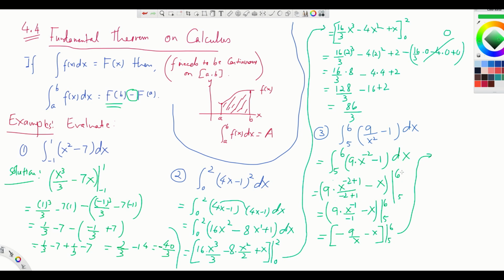What you get there is plug in 6. You get negative 9 over 6 minus 6. I plug in 6 to both of those x, right? And then do minus, I need the parenthesis, plug in 5. Negative 9 over 5 minus 5, right? I'm plugging in 5 next. Okay. So what do you get? Basically, just simplify that, okay? Negative 9 over 6 minus 6 plus 9 over 5 plus 5. Because I'm distributing this negative sign to all of those. So if you simplify, you'll get negative 7 over 10. Alright?